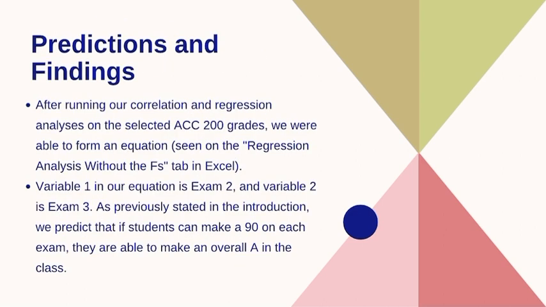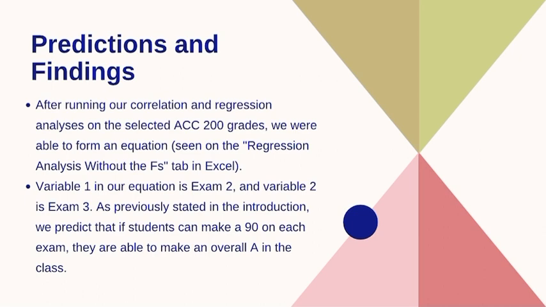Hello, this is Kennedy Kingston, and I will be discussing our predictions and findings for our dataset. After running both regression analyses, one including our F values and one not including them, we found that it is imperative for students to make at least an A on both Exams 2 and 3 in order to make an A average overall.